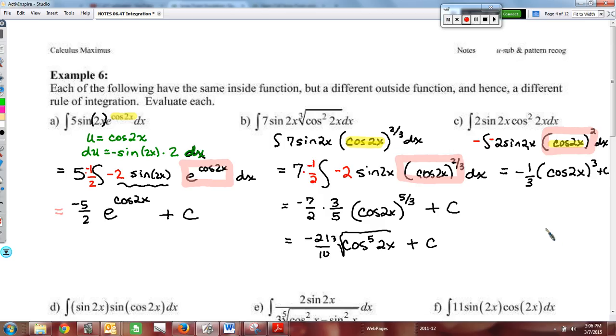All right, so hopefully you're starting to see how this is working. You identify your inside function, you identify what you're actually integrating, the u to the 2/3, the u squared, or the e to the u, and you ignore the other stuff. Once you get it corrected so that you can pack it back in the box, then it's ready to go.